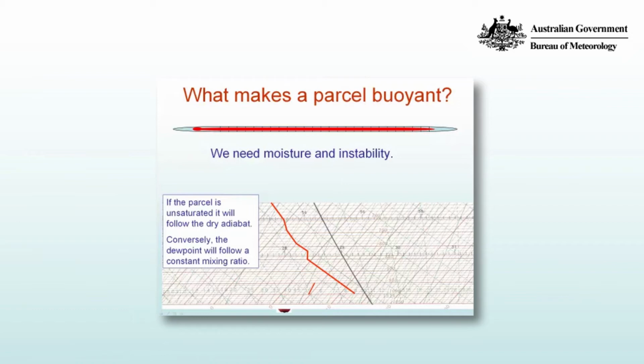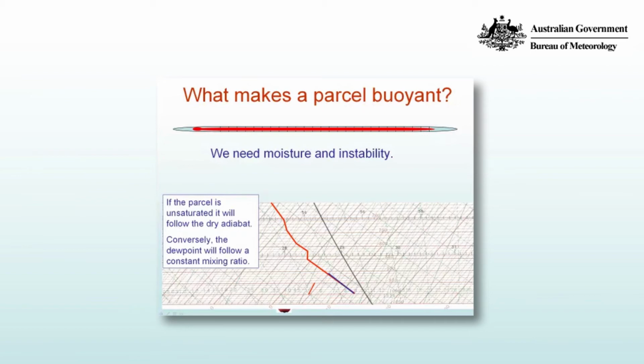If the parcel is unsaturated, it will follow the dry adiabat. Conversely, the dew point will follow a constant mixing ratio line. Shown in this figure here is a temperature profile and the mean mixing ratio for the lowest 50 hectopascals. And this is the value that will be used in convective calculations.